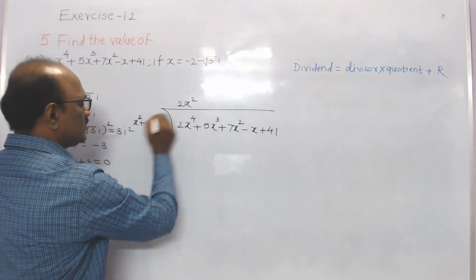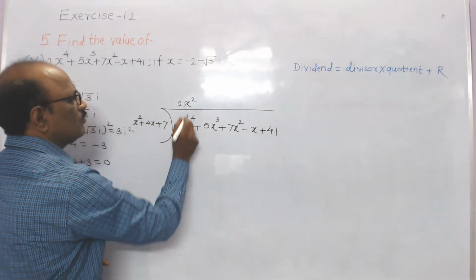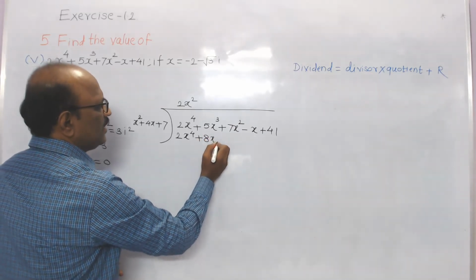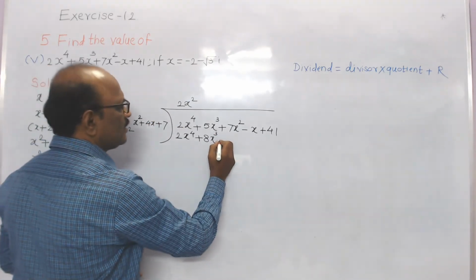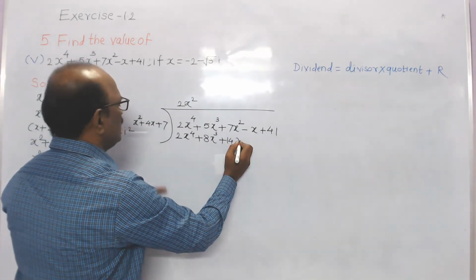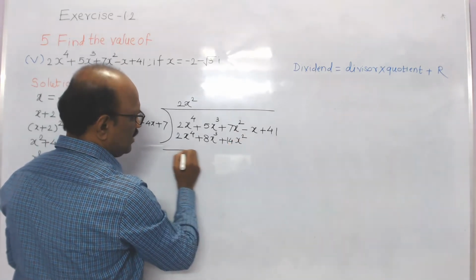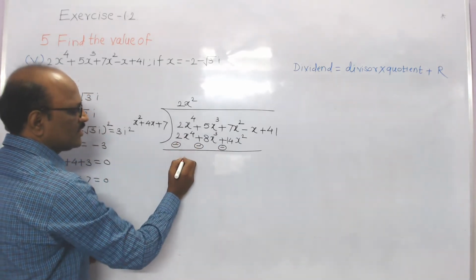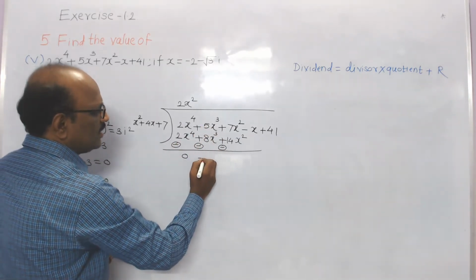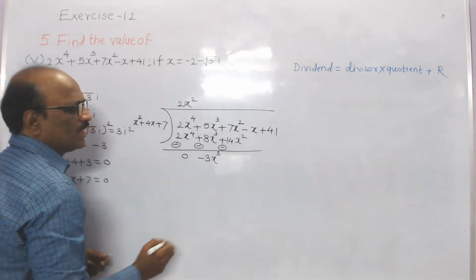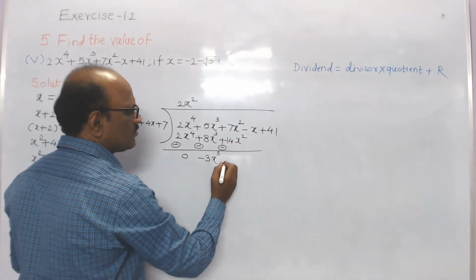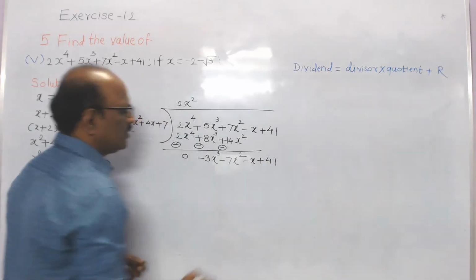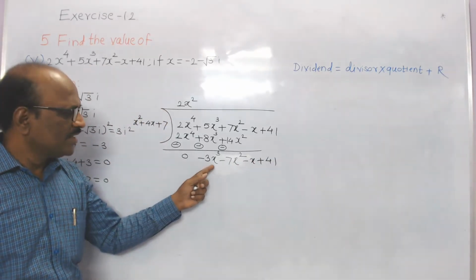2x square into x square, you will get 2x raised to 4. 2x square into 4x, you will get plus 8x cube. 2x square into 7, you will get plus 14x square. Again, in division we change the sign: minus, minus, and again minus. These two get cancelled. 5x cube minus 8x cube is minus 3x cube. Plus 7x square minus 14x square, therefore you will get minus 7x square minus x plus 41.